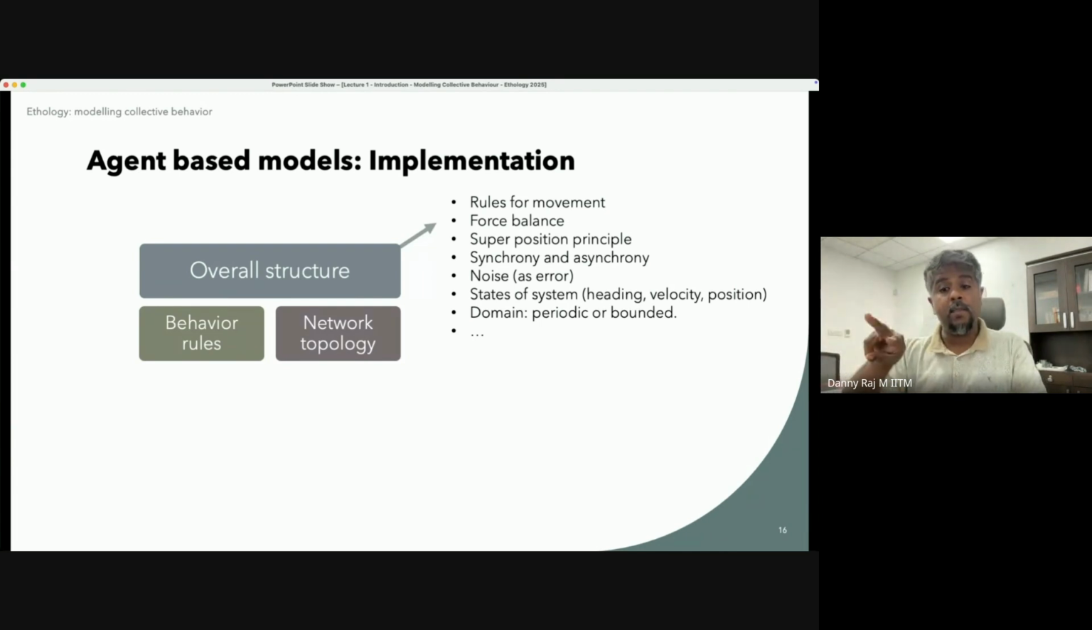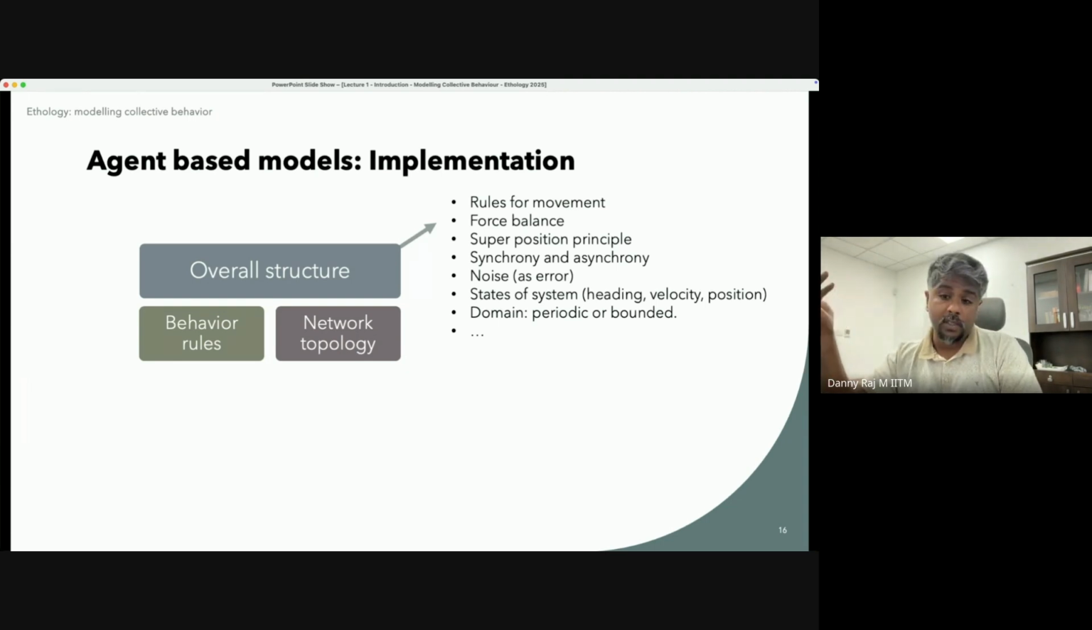But at the same time, I can solve a force balance. What do I mean by that? I solve an F equals ma problem to move a particle. Once all the forces are known, I will know the acceleration. From that, I can get the velocity. From there, I can move the particle. So what is the overall structure that you're using? Are you using rules for movement? Are you using a force balance? These are all things that come in the overall structure.